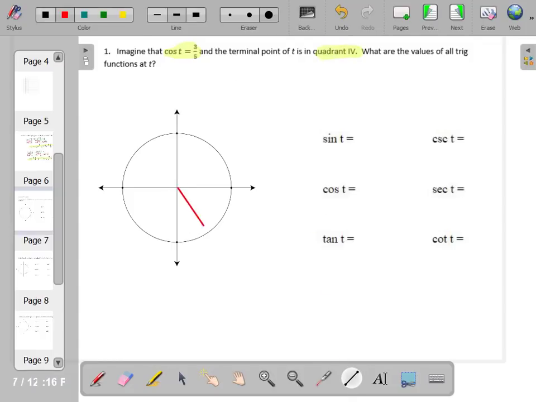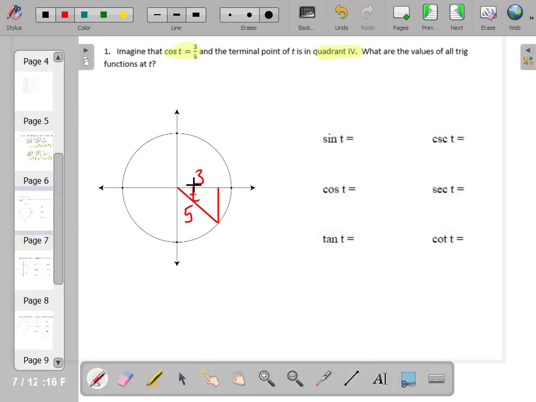So I'm just going to draw a triangle in quadrant 4. It doesn't matter really where, something like that. If this is my angle T, and I know I'm in quadrant 4, so I'm down here somewhere. Cosine is adjacent over hypotenuse, so 3/5. I have two of the three sides. Now what I'm going to do is find the third side.